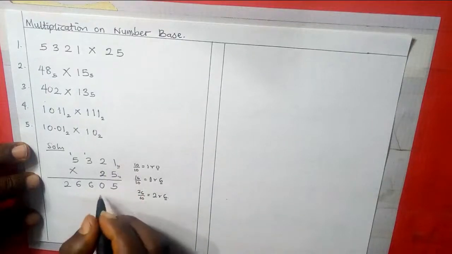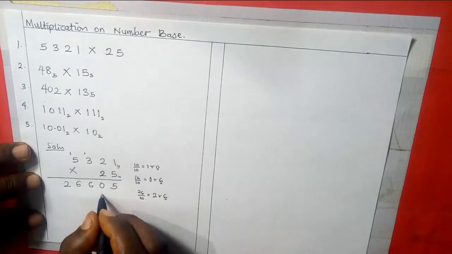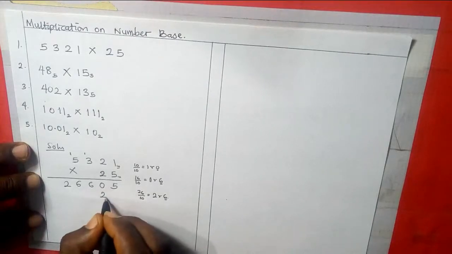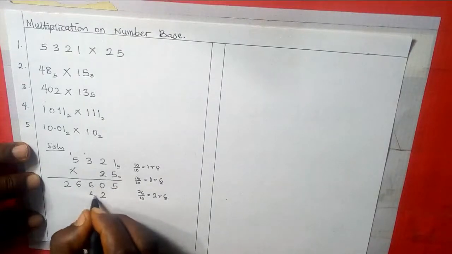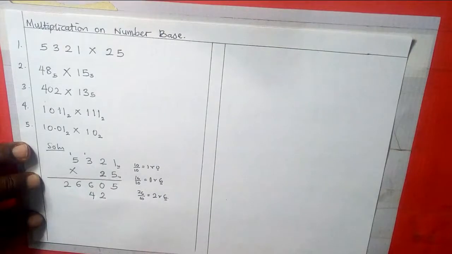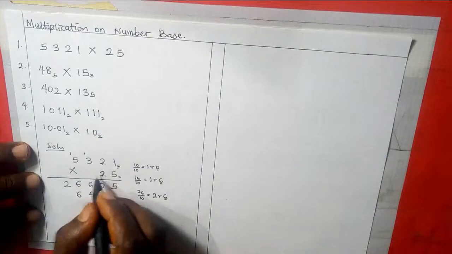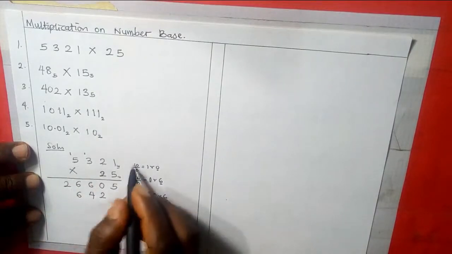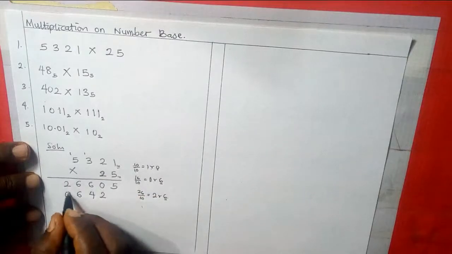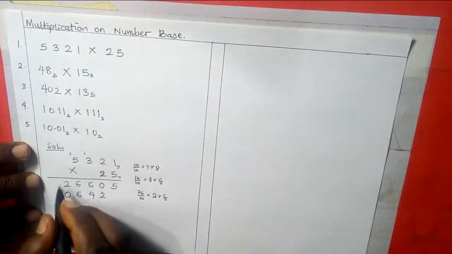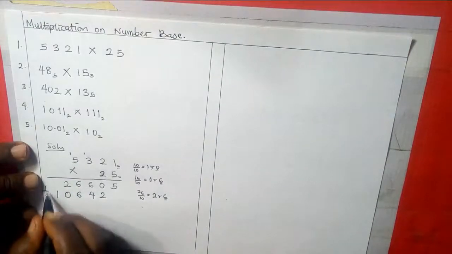2 times 1, 2. So we write it, and we indent it by 1 place. 2 times 2, 4. 4 is less than 10, so we write 4 directly. 2 times 3, we have 6. 6 is less than 10, so we write it directly. Then 2 times 5, we have 10. Now 10 divided by 10, we have 1 remainder 0. So we write the remainder 0 and take 1 to the next place value, where we still have nothing other than 0, so we write it here. Then we add it together.